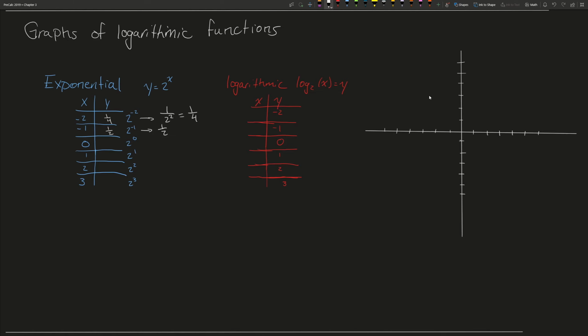When we plug in 0, we get 1. When we plug in 1, we get 2. When we plug in 2, we get 2 squared, which is just 4. And when we plug in 3, we get 2 to the third, which is 8.